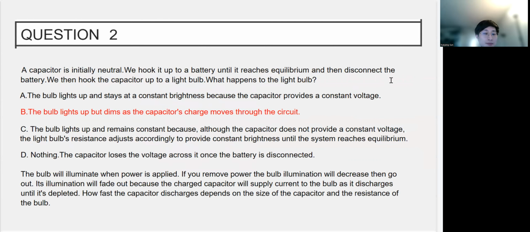The answer is B. The bulb will illuminate when connected. Its illumination will fade off because the charged capacitor will supply current to the bulb as it discharges until it's depleted. How fast the capacitor discharges depends on the size of the capacitor and the resistance of the bulb.